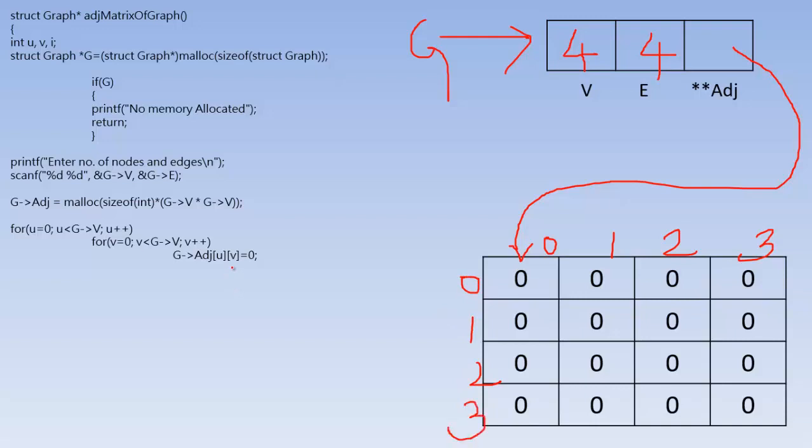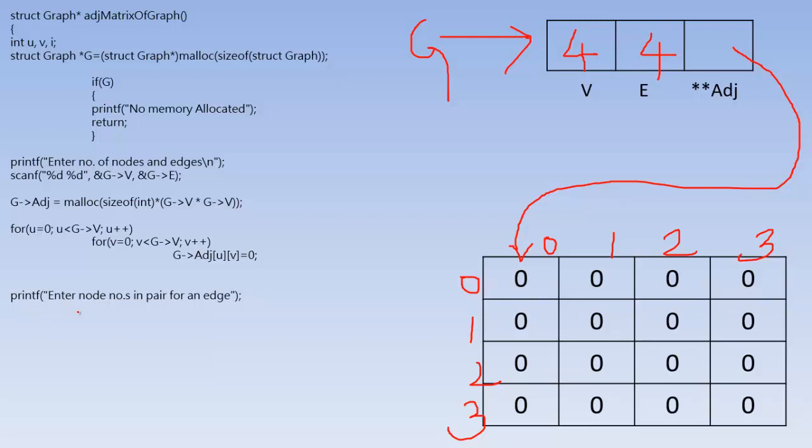So u comma v, what is u? u is 0, v is also 0. So u comma v means 0 comma 0. That means this cell, and I will store 0 inside this cell. So I'm going to repeat this loop, iterate through this loop, and I'll store zeros in all the cells. So this is what I get after executing this loop. So this is the output of these two for loops, right?